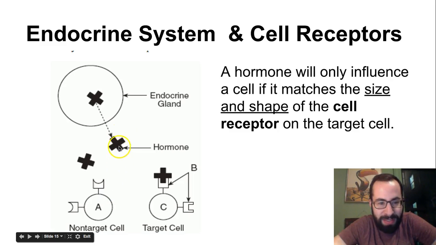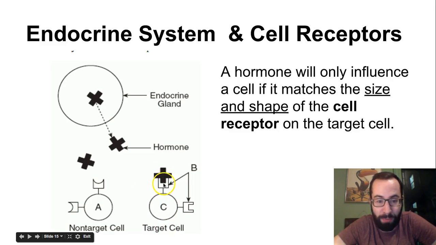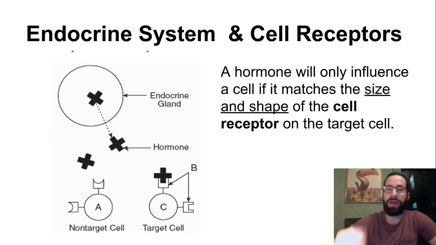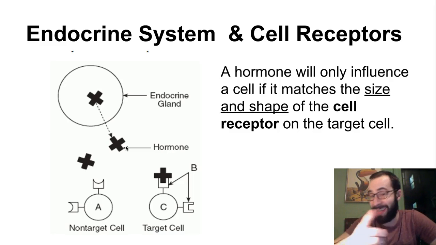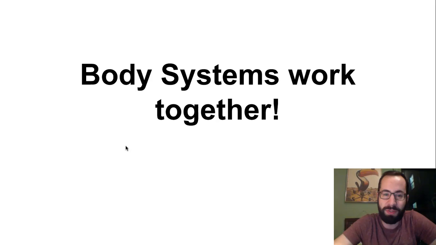You can see that this plus-shaped hormone will only work on this particular target cell C because it has the right receptor molecule. It does not work with the non-target cell, or cell A over here, because it's more of a curved shape, and they will not match. So you see two things here, the nervous system and the endocrine system, depending upon cell receptor molecules, like enzymes, in order for the messages to be transmitted. Very important point that you need to know about cell receptors.